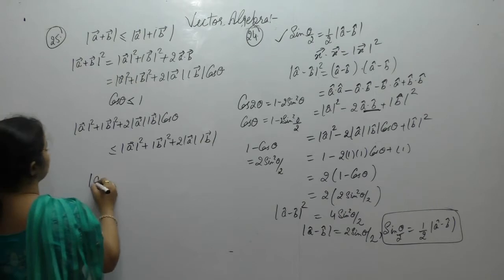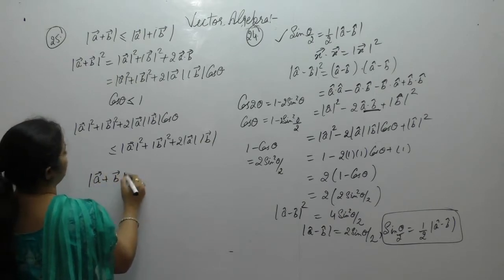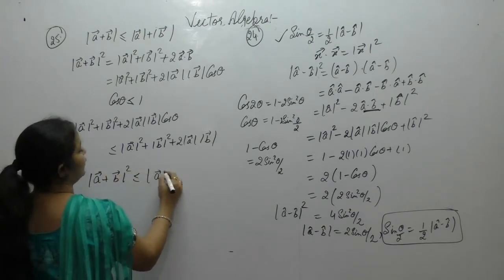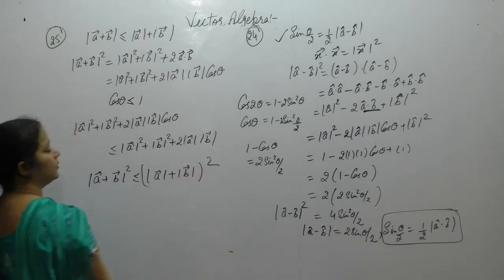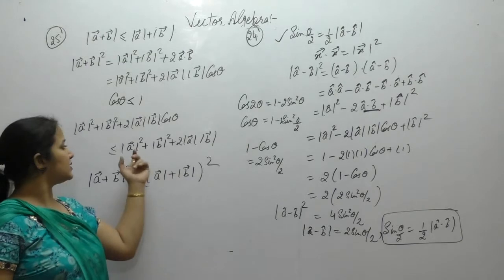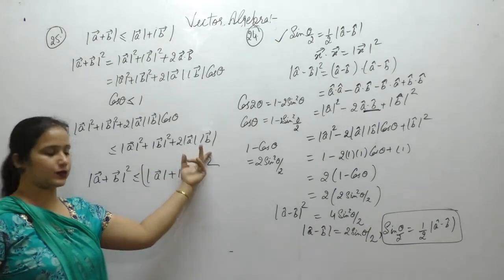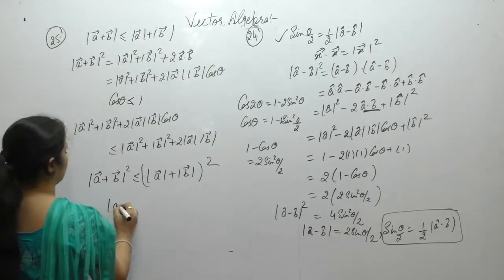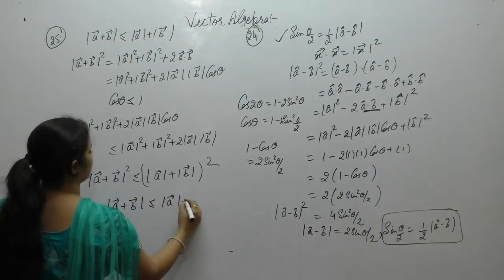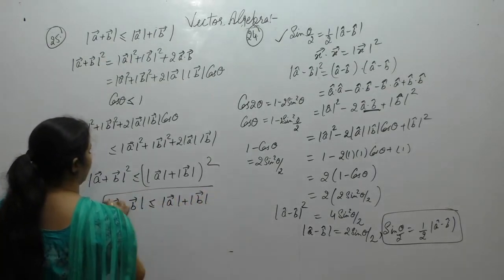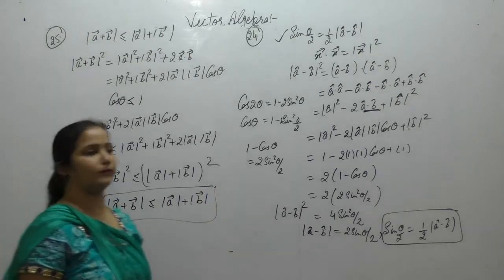It implies a plus b whole squared is less than or equal to, we can write it as, modulus of a plus b whole squared. a plus b whole squared, a squared plus b squared plus 2ab, or modulus of a plus b is less than or equal to modulus of a plus modulus of b.